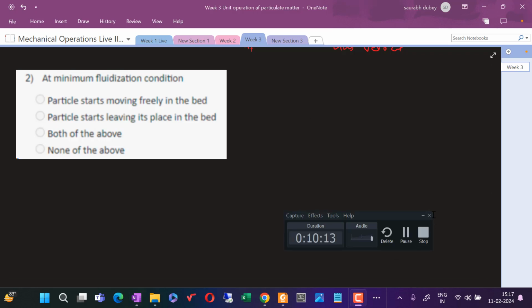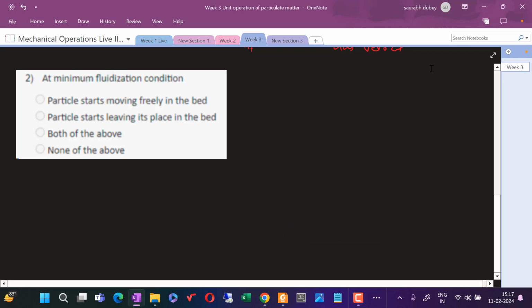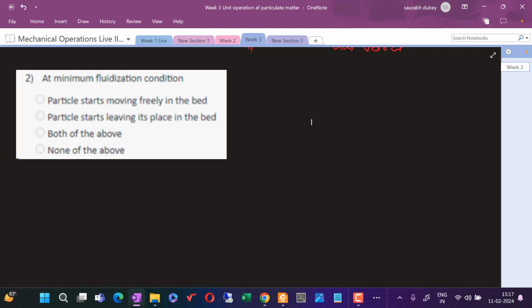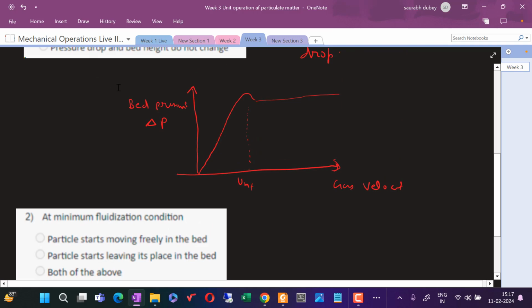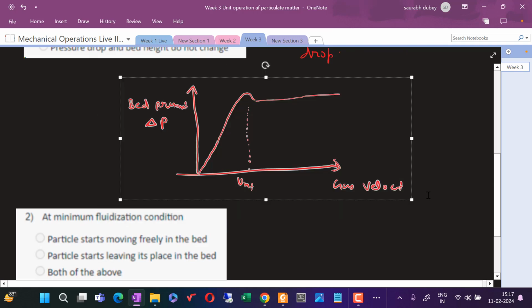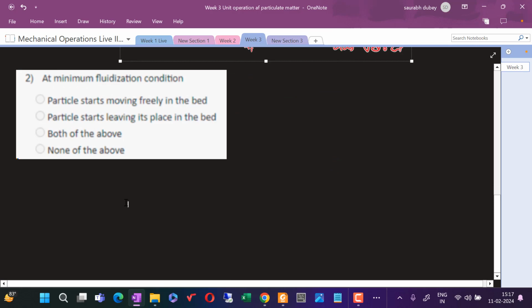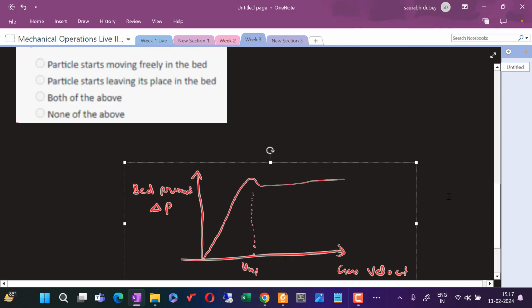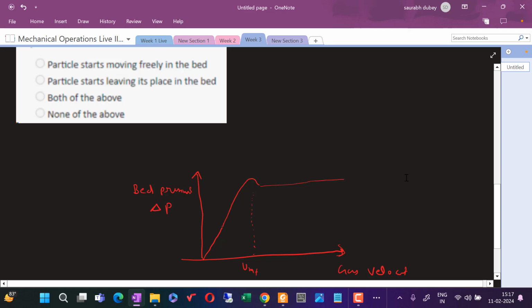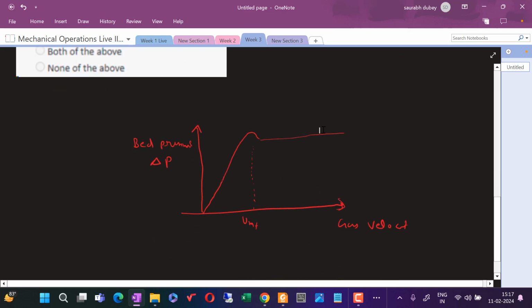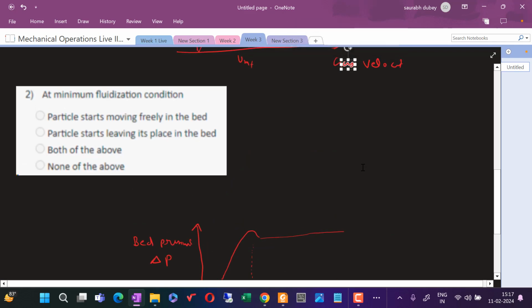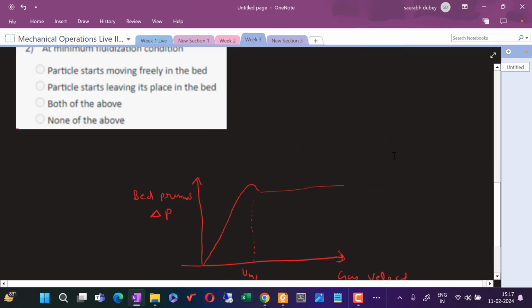At minimum fluidization condition, the particle starts moving freely in the bed, and the particle starts leaving its place in the bed. This is clear from this particular diagram also, which relates the same conceptual clarity.